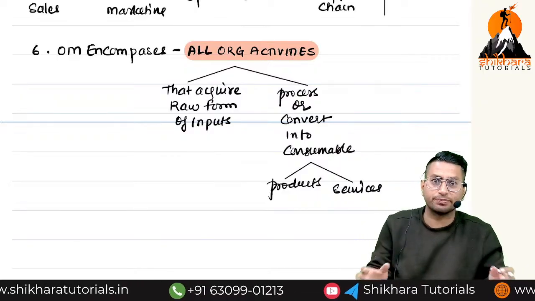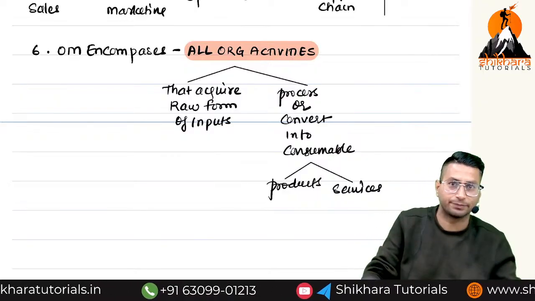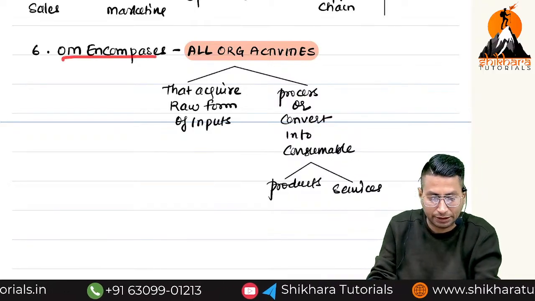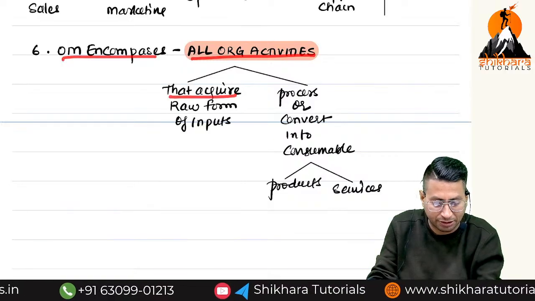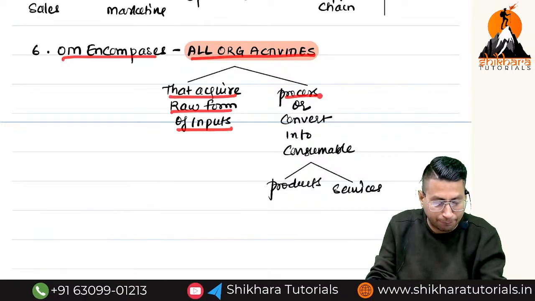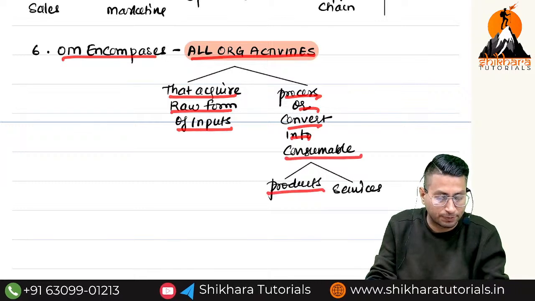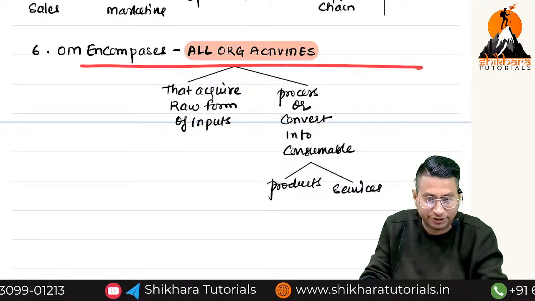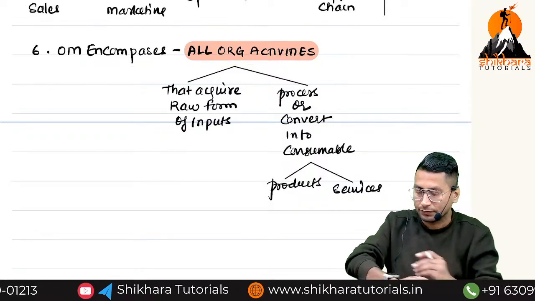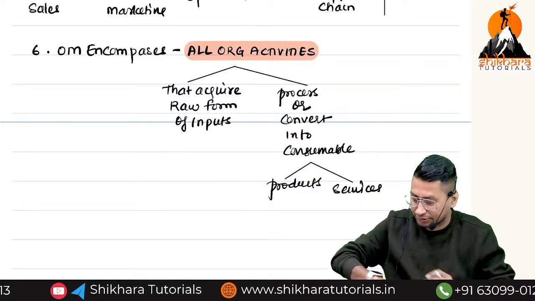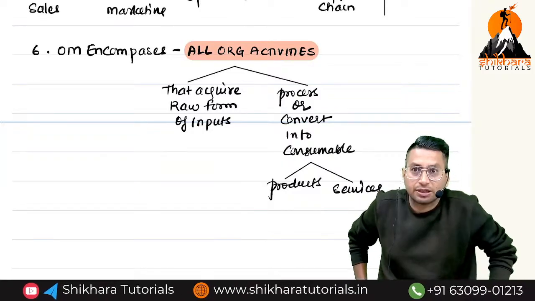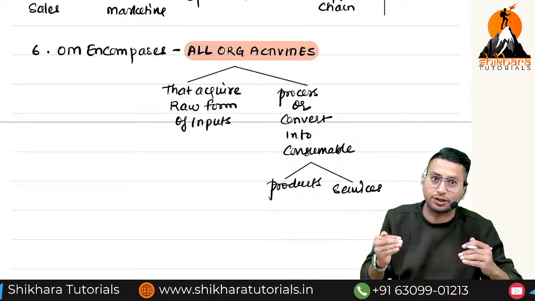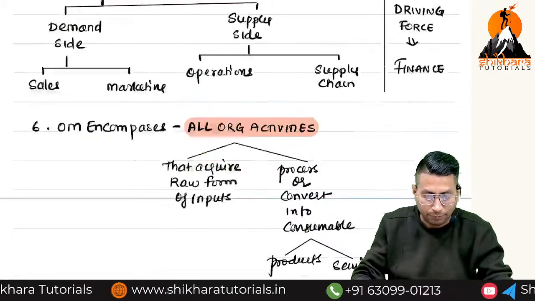I'm using little charts because it will become easy for you to remember for MCQ. In the exam, don't use charts, directly write. How will you write? OM encompasses all the activities that acquire raw form of inputs and process or convert them into consumable products or services. Don't use charts in the exam while writing. Write the complete sentence. Presentation should be in one complete sentence. And most important, always write your theory answers in points. When you divide in points, presentation will look neat and clean. Clear? But don't use charts.